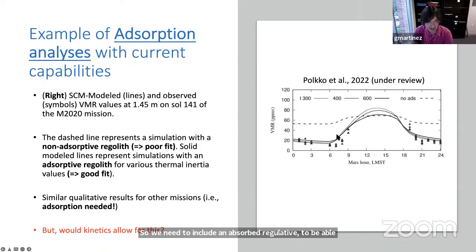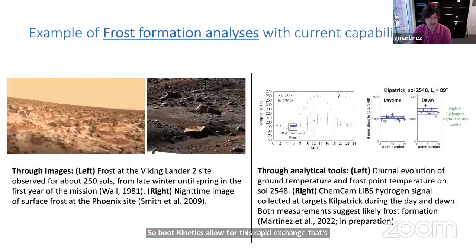So this is telling us that adsorption is very likely taking place on Mars, because this happens for Mars 2020, and the same thing for MSL, Phoenix, Viking, and every mission. But once again, these models are assuming that desorption is instantaneous. So would kinetics allow for this rapid exchange? That's something that we really don't know.